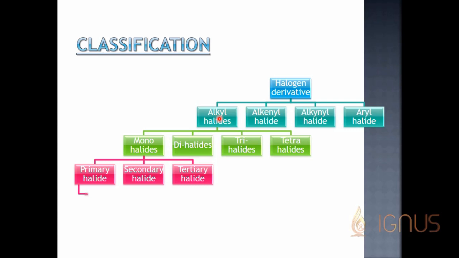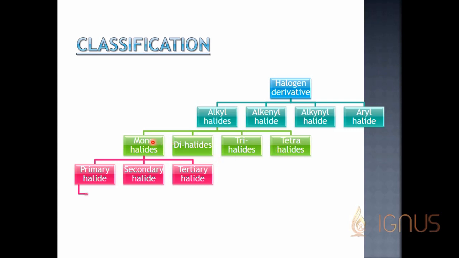Again, these alkyl halides are classified into monohalides, dihalides, trihalides and tetrahalides. That means if the alkyl halide is having only one halogen atom, we will call it monohalides. If it is having two halogens, then dihalides. If it is having three halogens, then it is trihalides. If it is having four halogens, then it is tetrahalides.